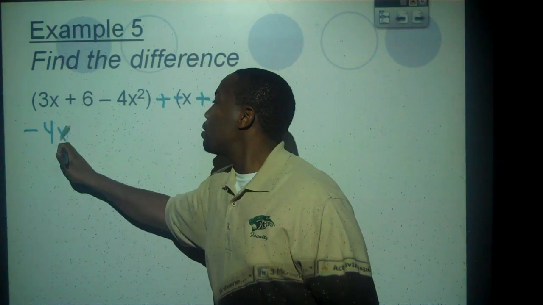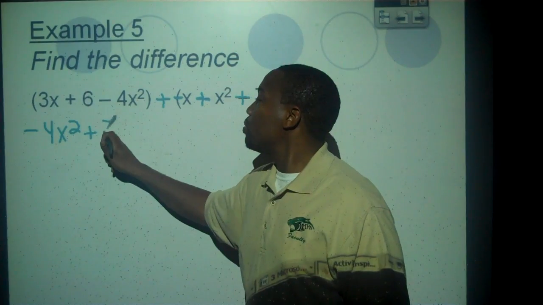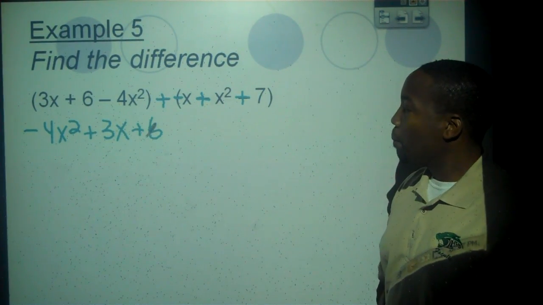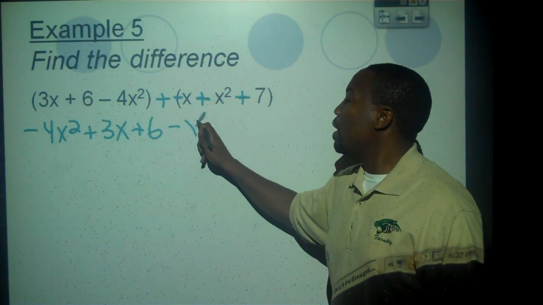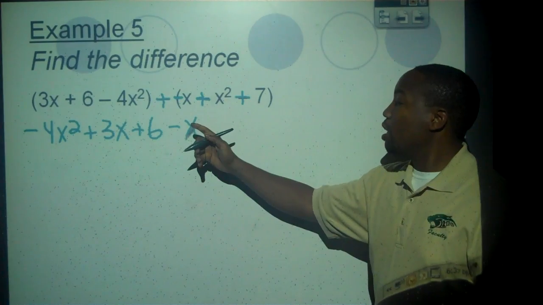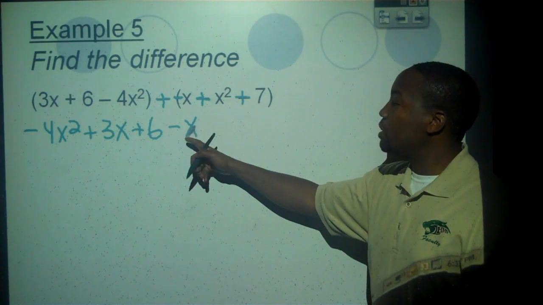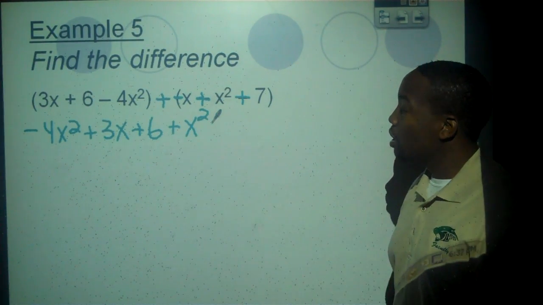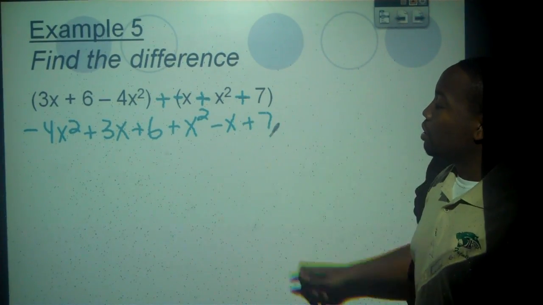Minus 4x squared, right? Next is going to be plus 3x plus 6, right? My next one would be minus x. Well, actually, this is not in standard form. I'm catching myself. So what does this need to do? This needs to be a positive x squared first. Then I do minus x. Then I do plus 7.